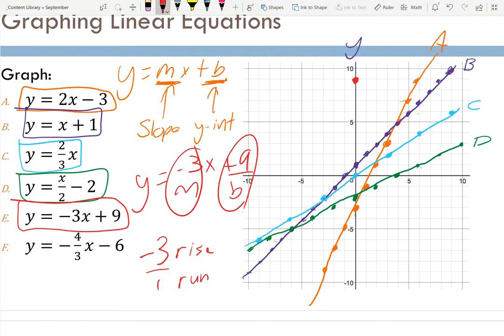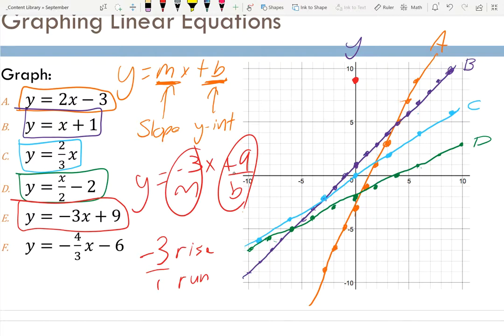So if my rise is negative, then instead of going up, we're going to go down 3 to start. So we're going to go down 3, count 1, 2, 3 down, and then run to the right 1. You always run to the right. My first move is either up or down, but my second move is always to the right, whether it's positive or negative. I always will do it that way. That way I don't confuse myself.